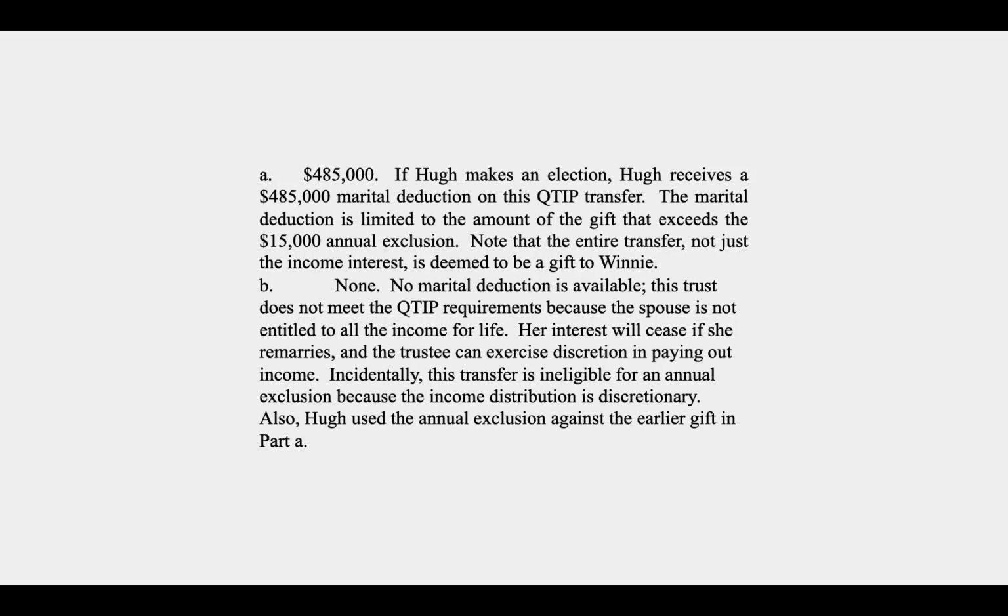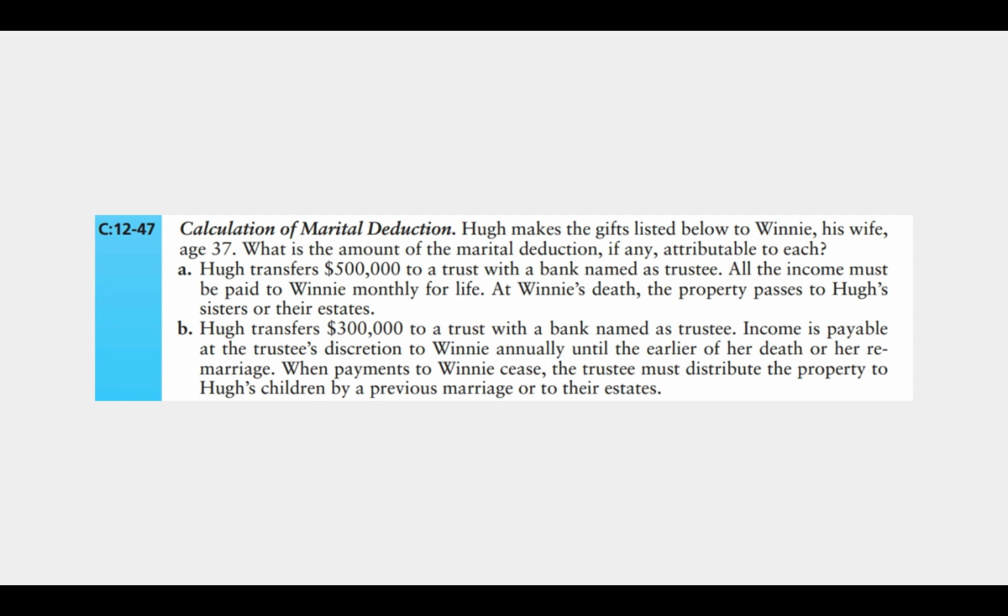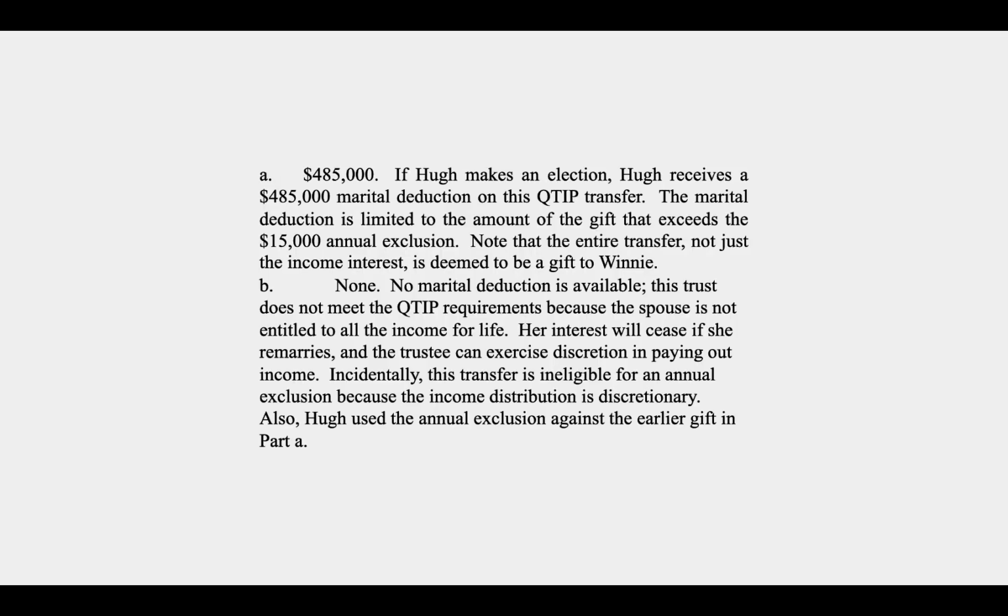All right, so this one is not a Q-tip transfer, so there's no marital deduction. It's not a Q-tip transfer because Winnie's not entitled to all income for her life. Her interest will cease if she remarries. And the trustee can exercise discretion in paying out income. So notice it said that the trustee may pay Winnie the income annually, not must pay the income annually. So this receives no annual exclusion because the income distribution is discretionary.